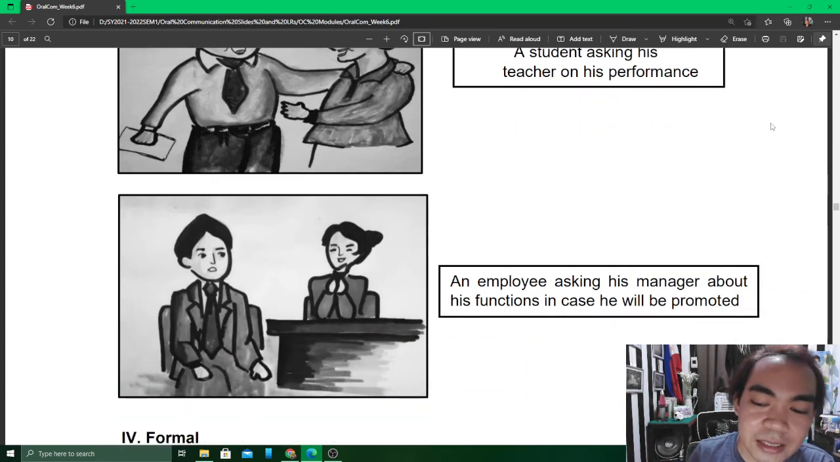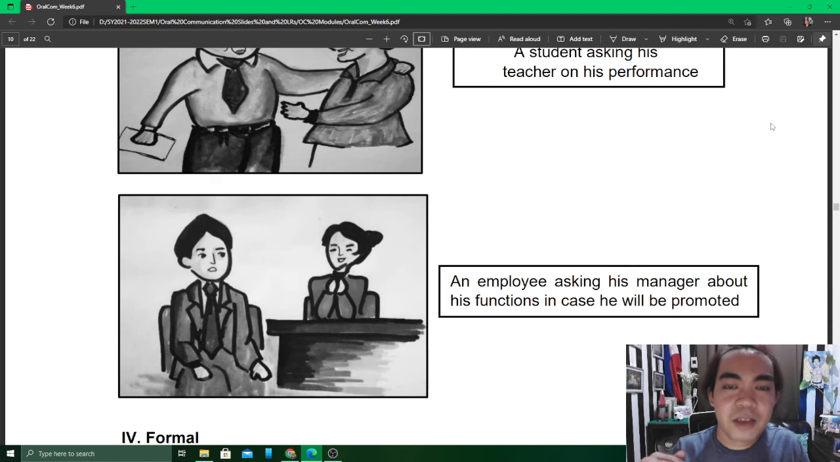An employee asking his manager about his functions in case he will be promoted. No? So meaning, you can see they are not of the same level. One is a bit higher, so the other asks, in a formal way, for information. And then the superior should give the information to the inferior, with correct and complete data.